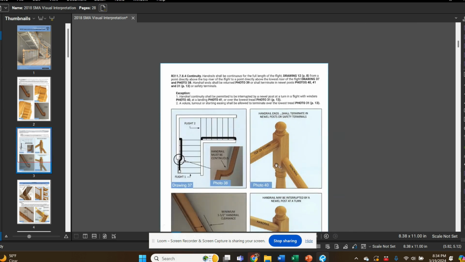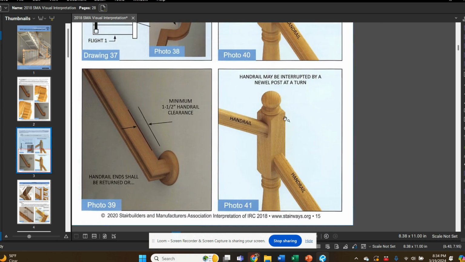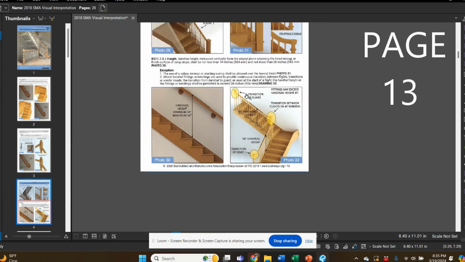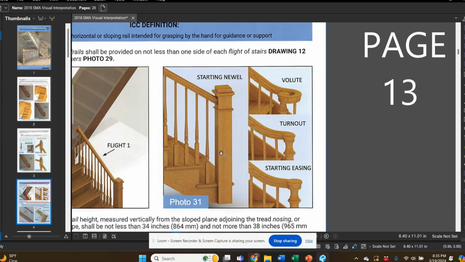So if you had a transition like this, at a landing, you could bring your handrail up and stop it, and then pick up the handrail again on the other side, much like you might see here. So code is saying, okay, we will allow that. It's also saying it will allow you to terminate over top of the lowest tread. So here's some images that represent that.